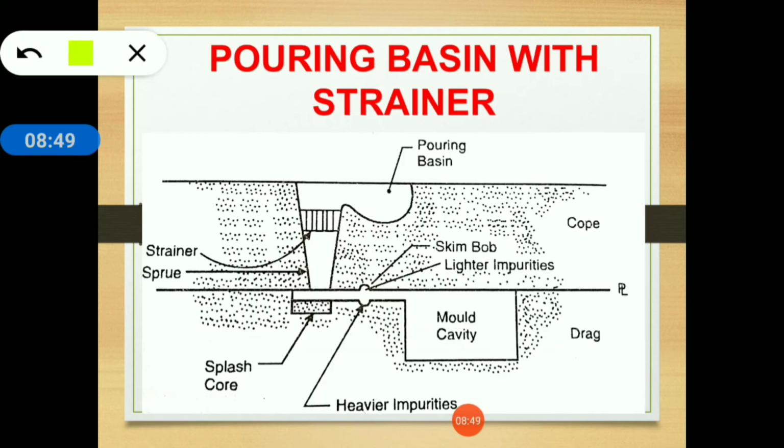Another type of pouring basin is the pouring basin with strainer. If the molten metal has a higher number of impurities, then a strainer will be introduced at the start of the sprue. After the pouring basin, the sprue starts. So at the entrance of the sprue, just place the sand strainer. The sand strainer will trap or stick the impurities, and pure molten metal will enter into the next part.